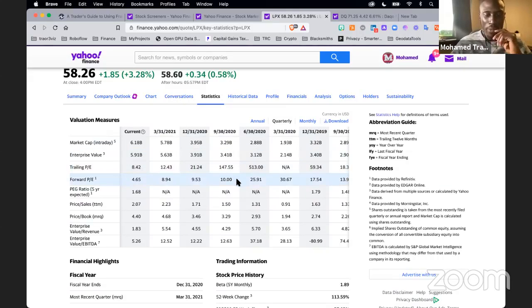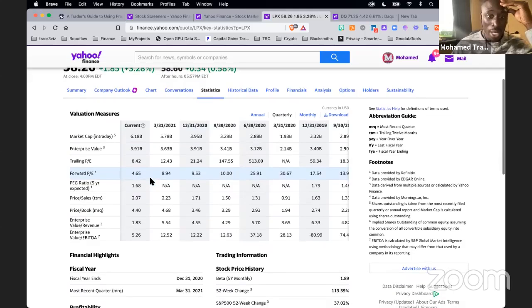But then if you look at their forward PE, because of the price they were trading at that time and how much money they made, because you saw from Q2 of 2020 and beyond, they had accelerating growth. So that's why their PE is rising now. If you look at their forward PE right now, 4.65. Yeah, this company is looking pretty undervalued at the moment.